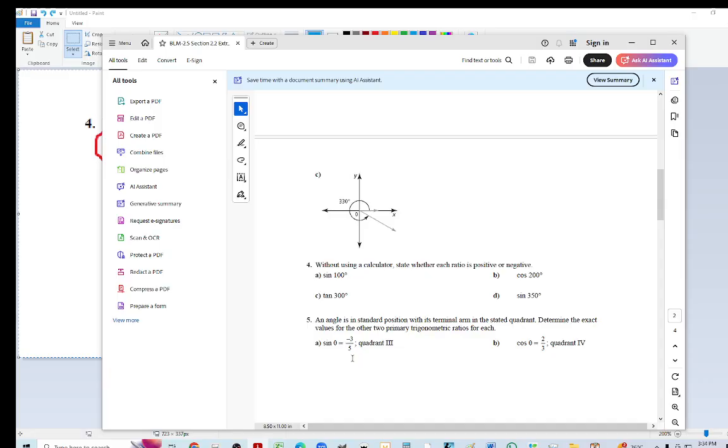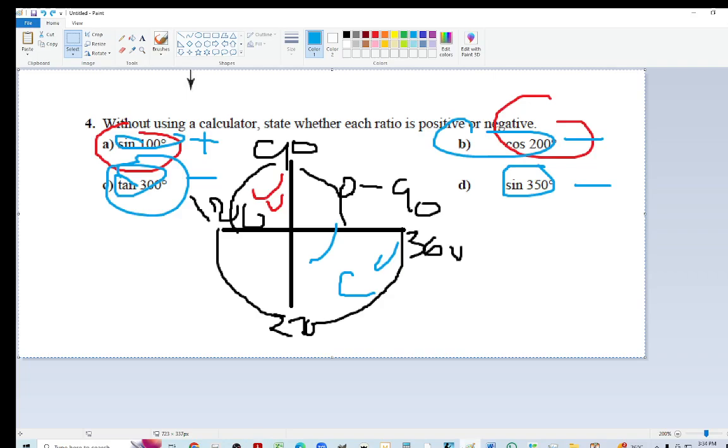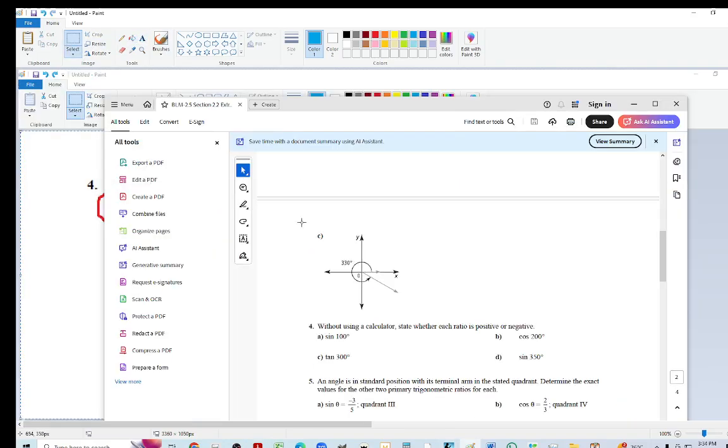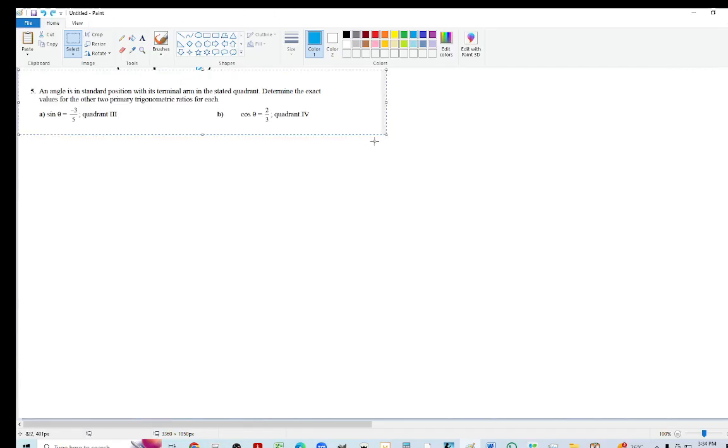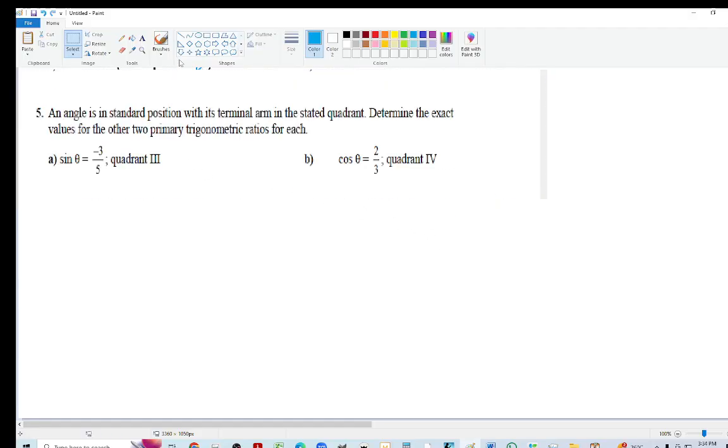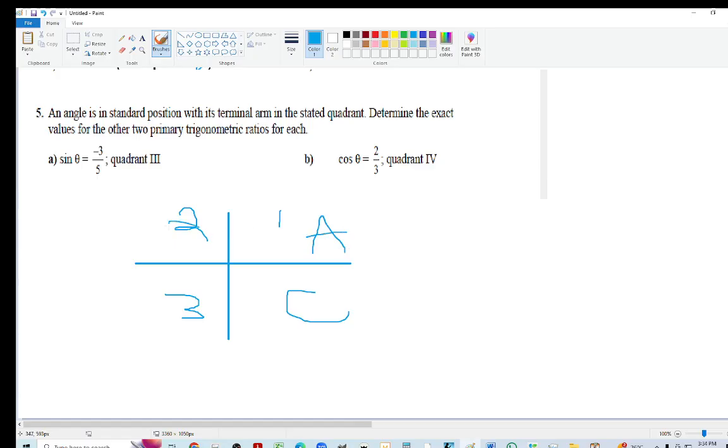Determine the exact values. You might say, well, there's no way to figure this out. And this is where we're using SOHCAHTOA. Okay. So they're telling us right away it's in quadrant 3. This is 1. This is 2. This is 3. So now we're using our CAST system. C-A-S-T. That means only T. Only tangent and cotangent is going to be positive.